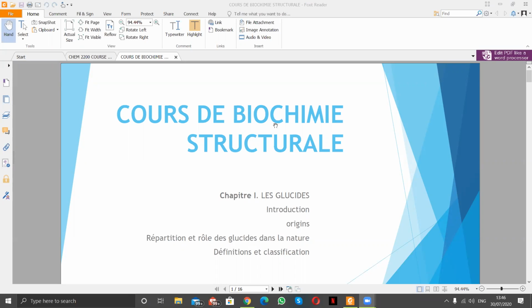Then when we go to the oligosaccharides, we have two groups, which are oligosides and heterosides, something like that.